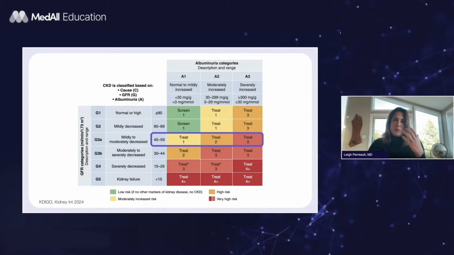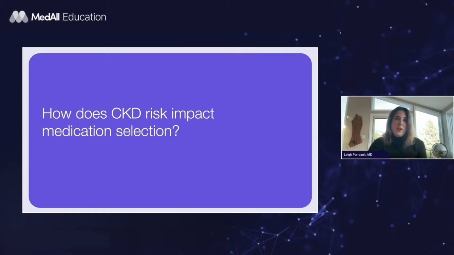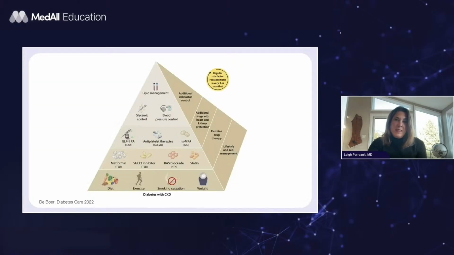It really means that we're treating all of the risk factors that are leading to that increase in UACR and the decline in eGFR, meaning we treat the ABCs of diabetes: A1C, blood pressure, and cholesterol. So how exactly do we treat the ABCs of diabetes? Well, this is a great figure.